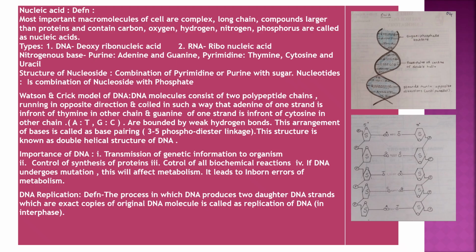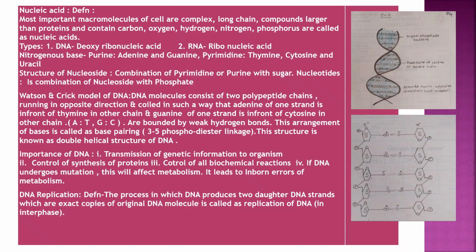Watson and Crick model of DNA. DNA molecules consist of two polynucleotide chains running in opposite directions and coiled in such a way that adenine of one strand is in front of thymine in the other chain, and guanine of one strand is in front of cytosine in the other chain. A, T, G, C are bound by weak hydrogen bonds. This arrangement of bases is called base pairing, with 3 to 5 phosphodiester linkage. This structure is known as the double helical structure of DNA.